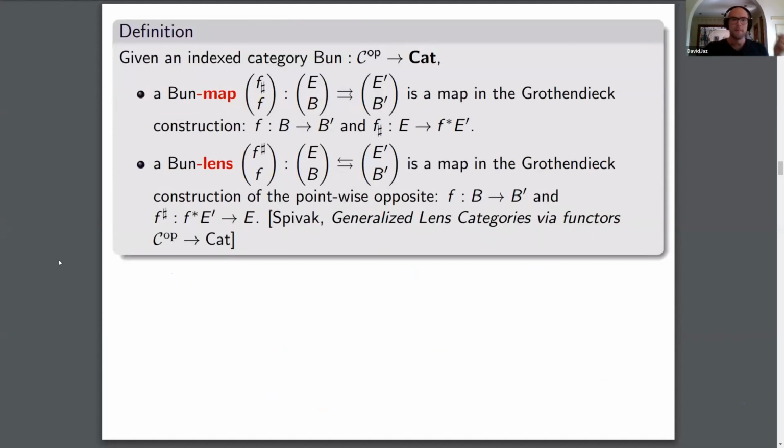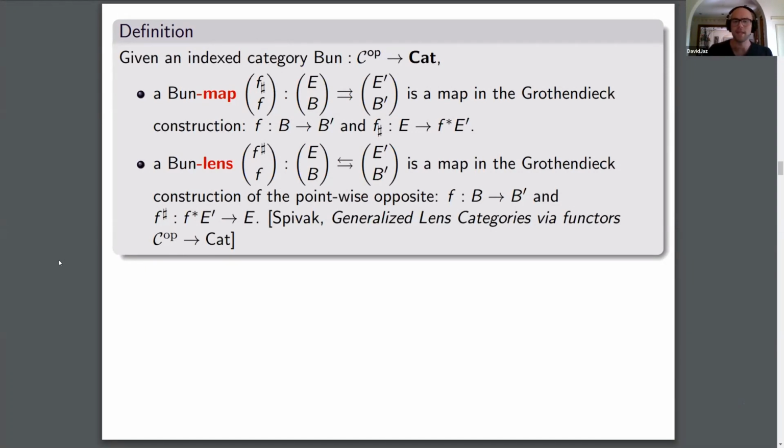Okay, moving on. So here is a definition. It's due to David in his paper, Generalized Lens Categories via Functors of this sort. It's what Toby was calling a Grothendieck lens earlier. And so given an index category, we'll define a Bun map to be a map in the Grothendieck construction. So this is a pair of maps of the sort listed there. And so they go in the same direction. You go from B to B prime and you go from E to E prime.